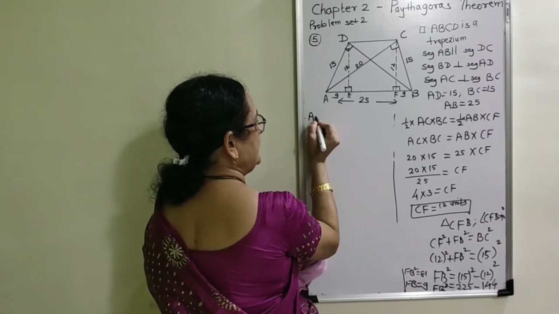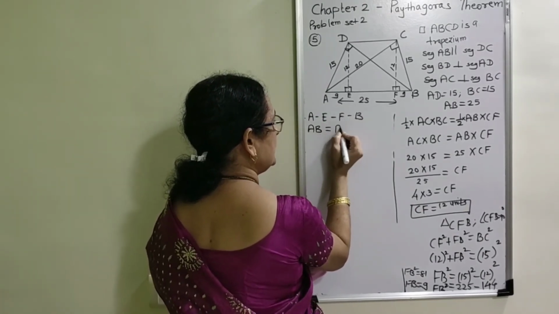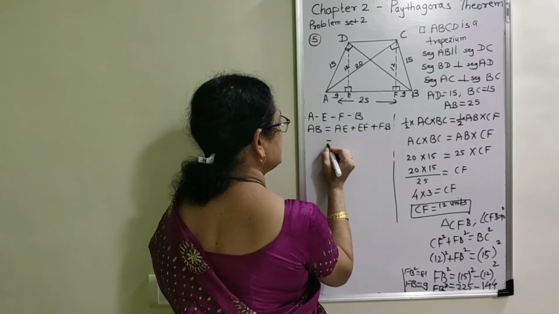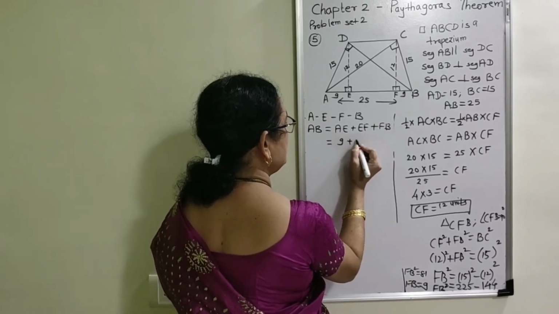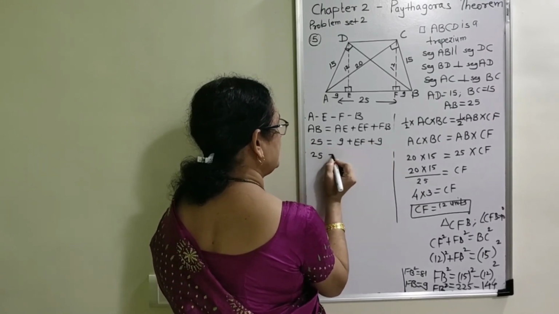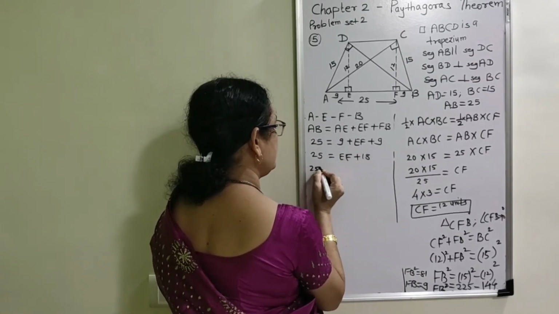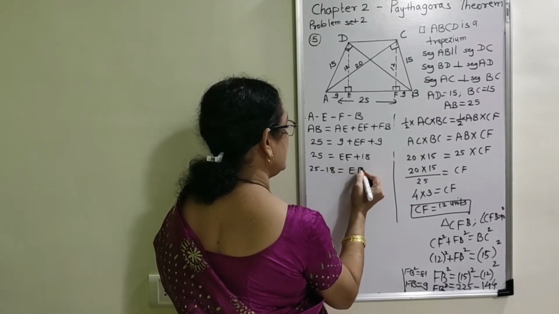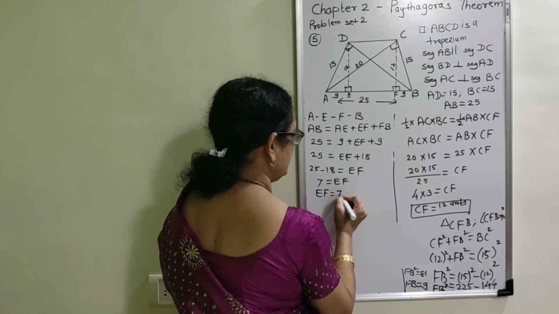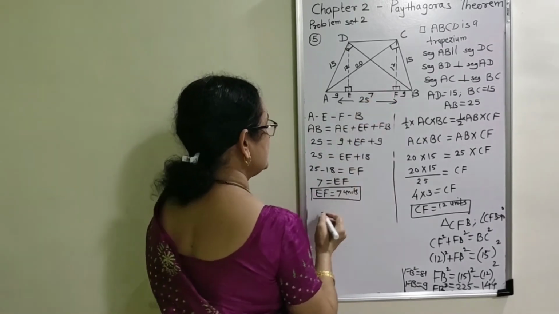Now since A, E, F, B, AB is equal to AE plus EF plus FB. AE is 9, EF you are going to find out, FB is also 9 and AB is 25. 25 is equal to EF plus 18 and therefore 25 minus 18 is equal to EF and therefore 7 is equal to EF, or EF is equal to 7 units. EF is equal to 7.